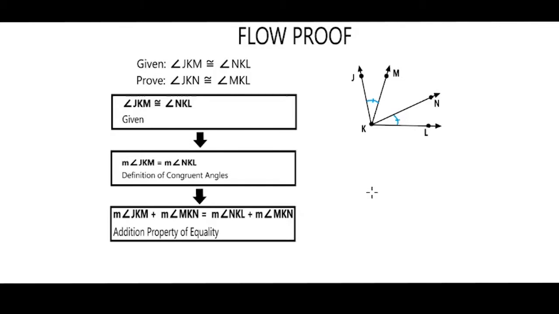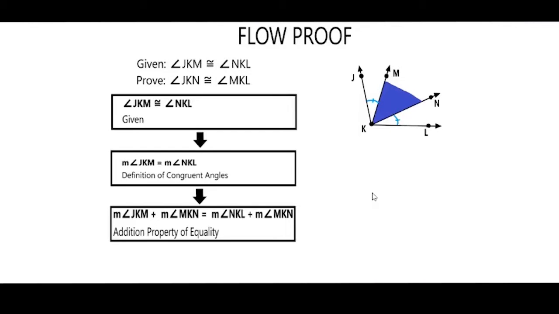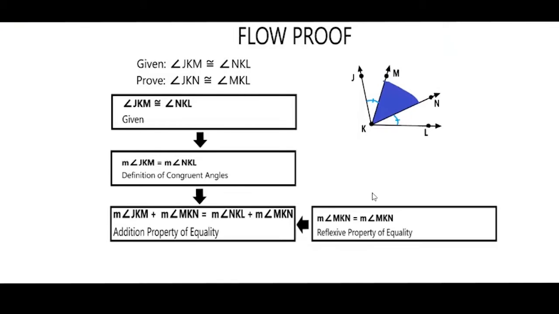Next, we know that we can add the measure of JKM plus the measure of MKN. So I know I can add the measure of angle MKN to both sides of the equation because of the addition property. And I also know that the measure of angle MKN equals the measure of angle MKN because of the reflexive property of equality.